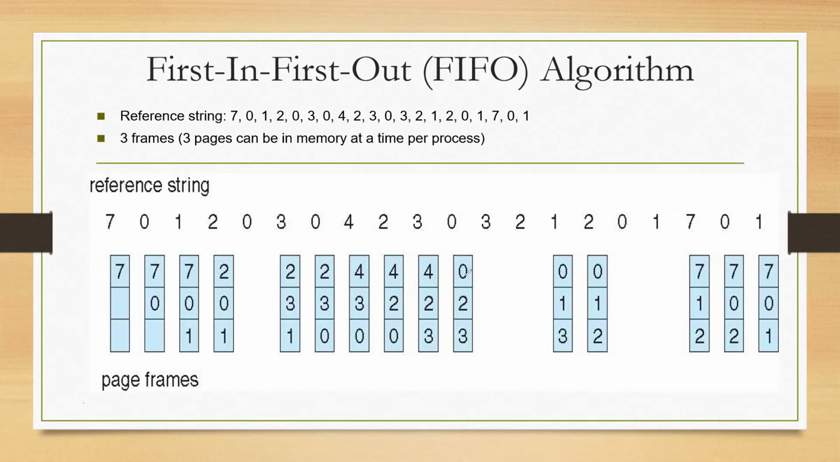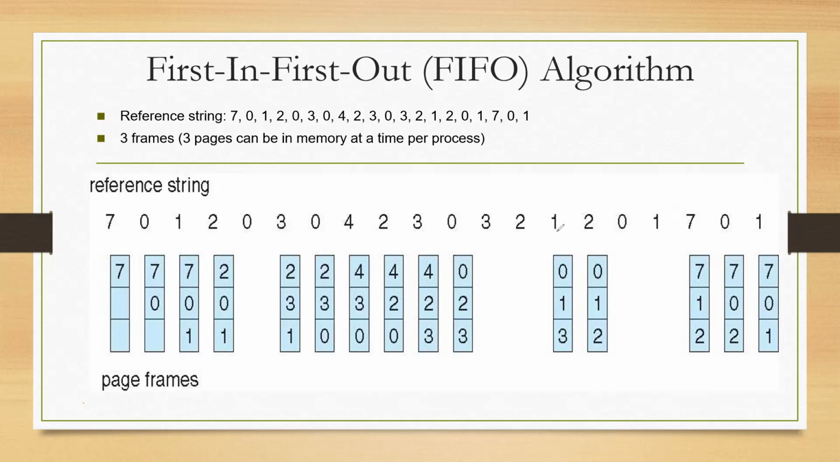So far every reference has been a page fault. How many page faults so far? 1, 2, 3, 4, 5, 6, 7, 8, 9, 10. So far 10 page faults have occurred, and one hit. The next string is 3. 3 is already available, so a hit occurs. And the next string is 2. 2 is already available, so a hit occurs. And the next string is 1. Which one will be removed? Already 4 removed.